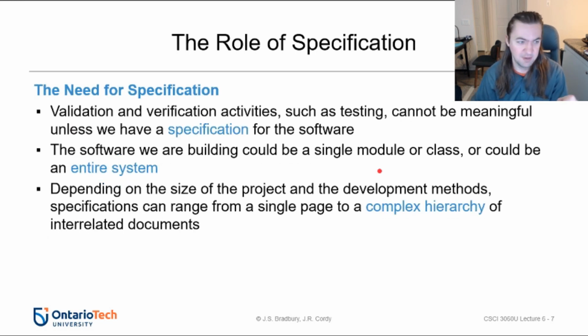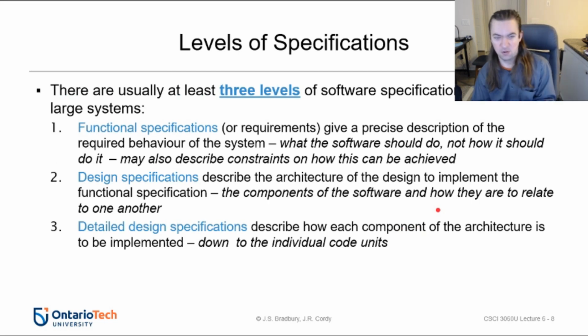Now, specification. In order to actually verify anything, we need to have some specifications we're going to follow. It could be that you're testing a single bit of your system, or it could be testing your whole system, and each of these is going to have different levels of specification that we're going to talk about. Depending on how big your project is, and on your software process and development methods, it could be that your specifications for your whole project are one page. It could be you have a very complicated series of documents, and this really is a case-by-case basis. So, levels of specifications. There are usually at least 3.